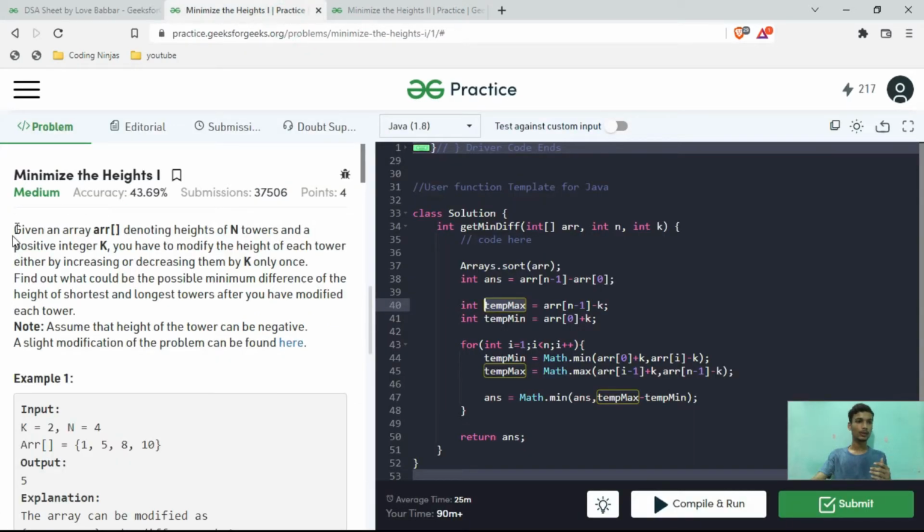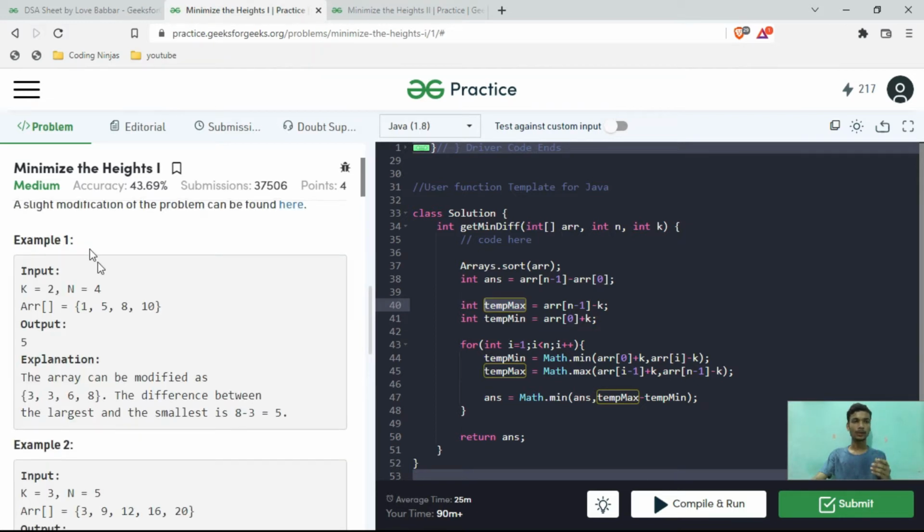Here is the first version of the question: given an array denoting heights of towers and a positive integer k, you have to modify the height of each tower either by increasing or decreasing it by k, only once. Find out the possible minimum difference of the height of the shortest and the longest tower after you have modified each tower. Note: assume that the height of a tower can be negative. Generally the height of a tower cannot be negative, but here it is given that it can be.